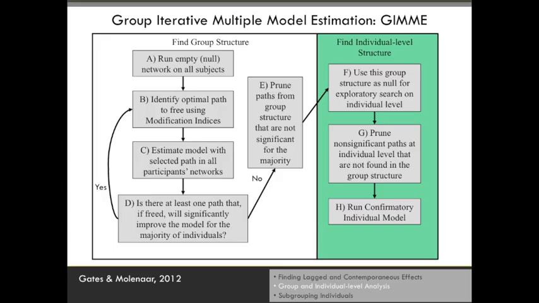And in this way, it's not at all sensitive to extremes, because an extreme still just gets one count. It doesn't matter how significant that would be or how significantly that path being open would improve a model, because it's just that one person. And so that's just taking into account all the other individuals. So if there is at least one path, we free it, we go back up here, we run the model for each individual with that element freed, and then we look at the modification indices again. There comes a point where there is not a path that, if freed, will improve the majority of individuals' models.